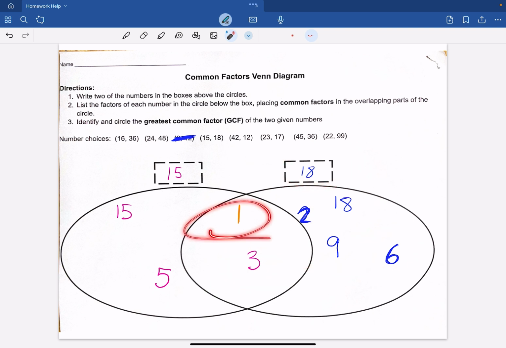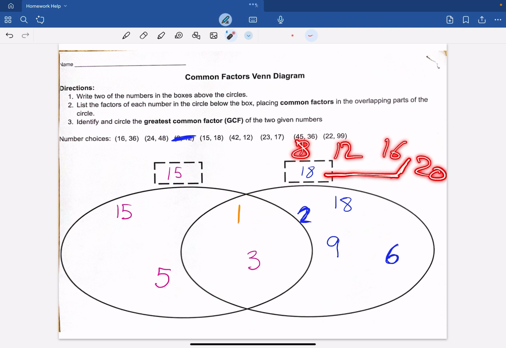All right, so we've done 1, we've done 2, we've done 3. I can't do 4 times something equals 15, because if I did my multiples of 4, I would get 4, 8, 12, 16, and I skipped right over where 15 should go, so nope, 4 doesn't work over there. What about here? 4, 8, 12, 16, 20, nope, 18 should go right there. We skipped right over it. It doesn't work. 4 is not a factor for 15 or for 18.